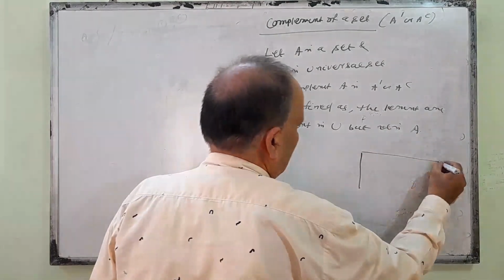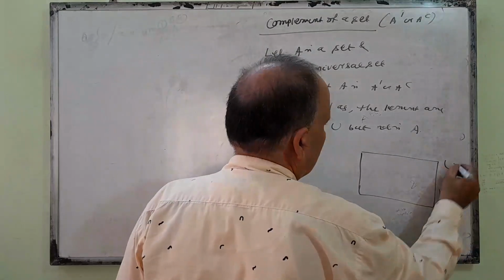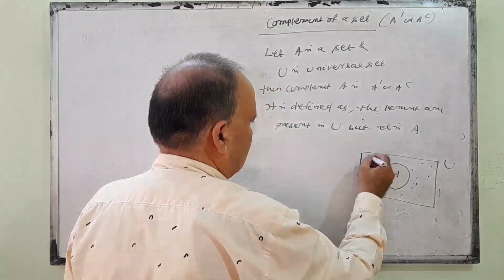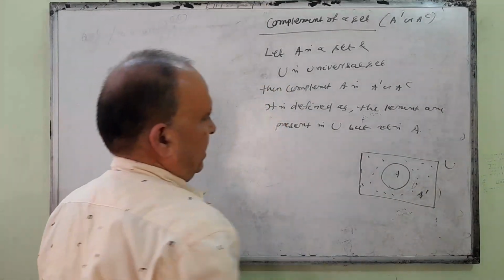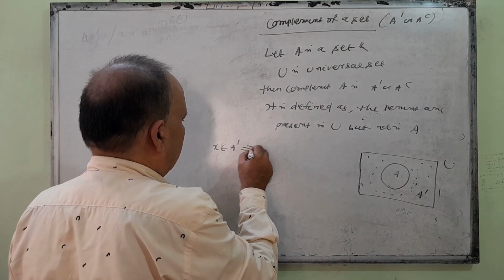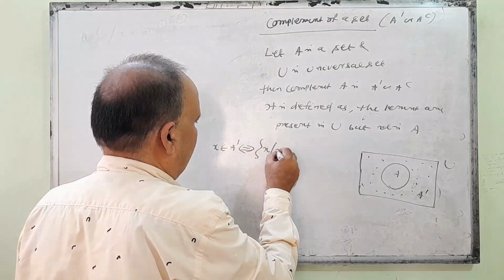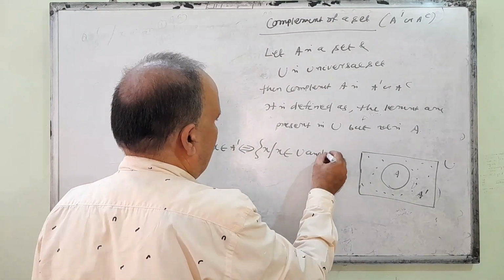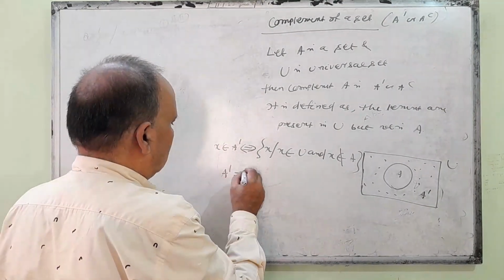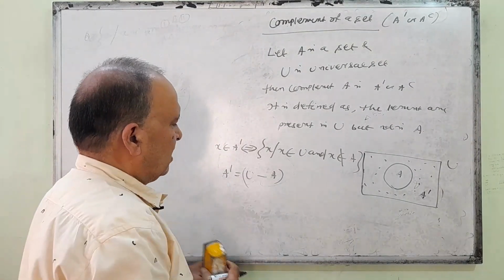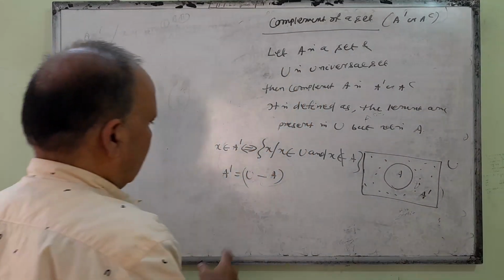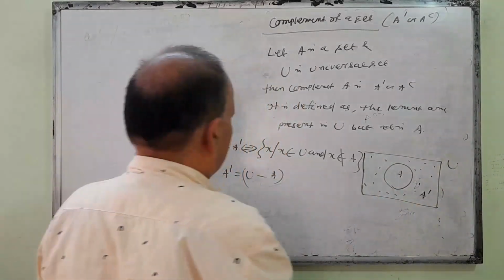You see, suppose this is your U and this is your A, and this part is called its complement. This is your A dash or A^c. So you can say x belongs to A dash implies and is implied by x such that x belongs to U and x does not belong to A. You can write A dash is equal to U minus A. That means here the elements are present in U, the universal set, and not present in A. The rest of the elements are A dash.